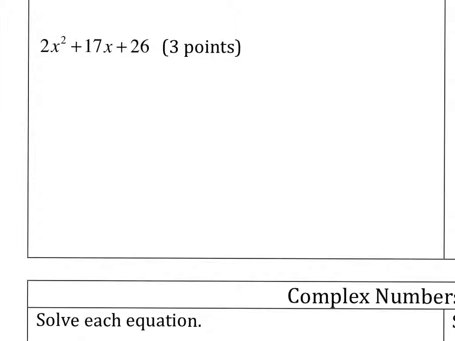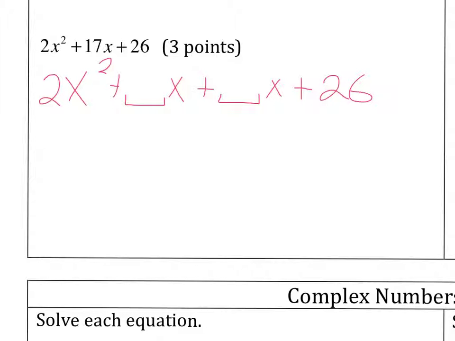Next problem, 2x squared plus 17x plus 26. This one is not already set up for us, so one of the things I could do is try to set it up myself for grouping. 2x squared plus something x plus something x plus 26. My quick rule of thumb is I'm trying to find numbers that multiply to these two things multiplied together, so that's 52, and add up to the middle piece, so add up to 17.